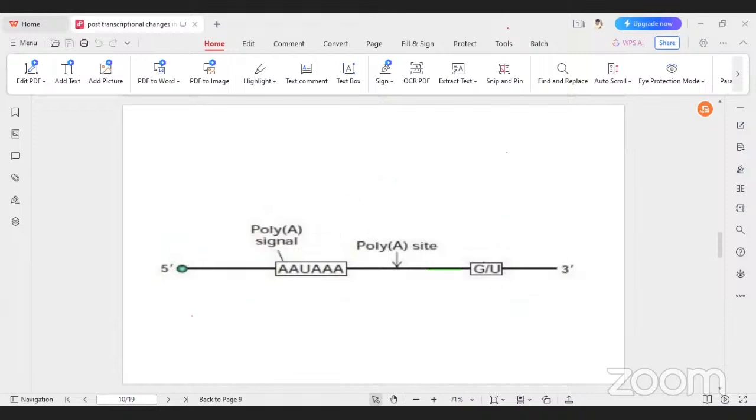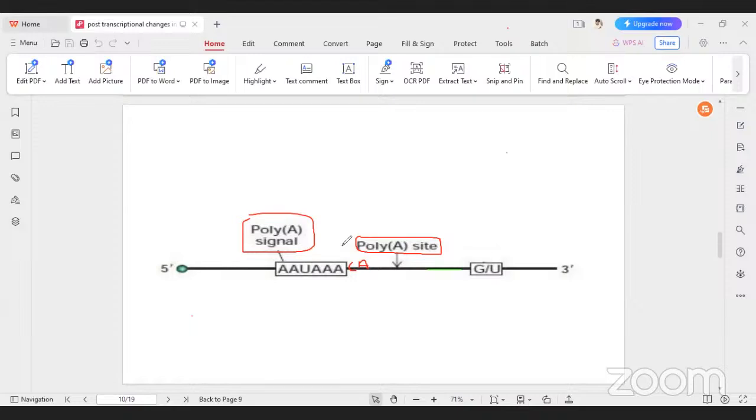Before formation of poly A, what happened? First, the poly A signal. This is the poly A signal sequence, after that, as I said, the CA sequence is also present, followed by GU. This is the poly A site, between CA and GU. Let's see how the poly A formation happens. Simple first.